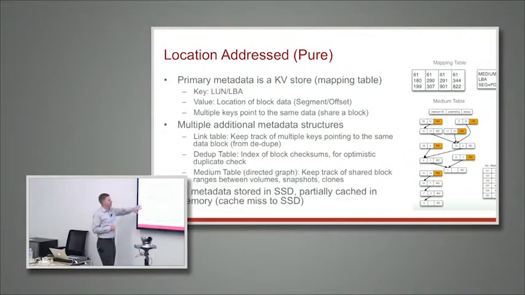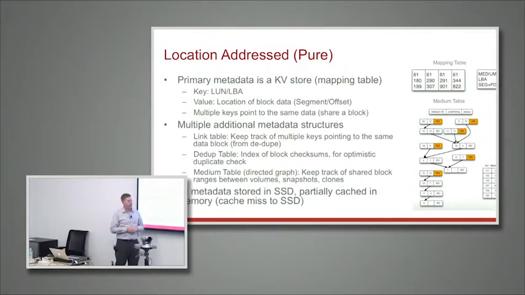Now, they need a bunch of other metadata structures to actually make all the functionality that they want work as well. So one is that they have something called a link table. This is another key value store. And what this does is keep track of those cases where you actually have multiple people all pointing to the same block, so that when one of them overwrites the block, you don't actually nuke everybody else's data. So they use a link table to keep track of that.